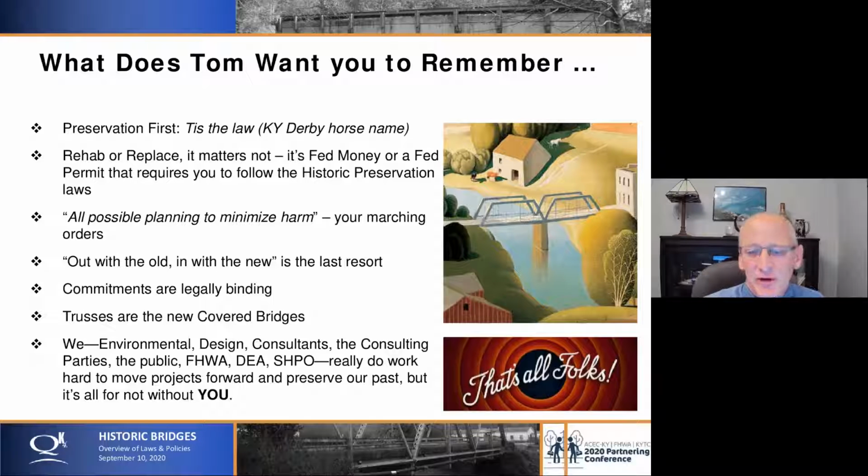Trusses are indeed the new covered bridge, and they are all eligible, and we should work at preserving them. And we, environmental design consultants, consulting parties, public, FHWA, DEA, SHPO, we really do work hard to move projects forward and preserve our past, but it's all for naught without all of your help. That is the last slide I have, everybody.